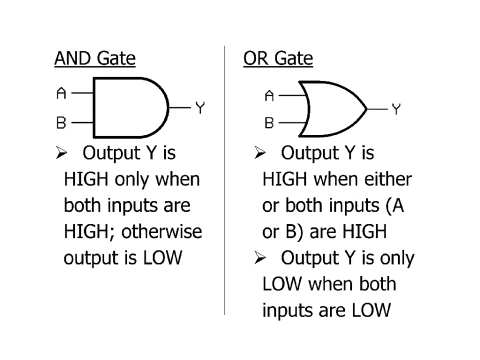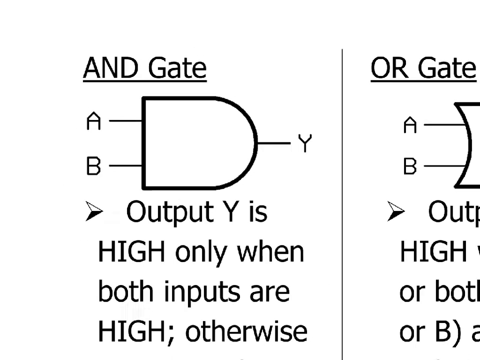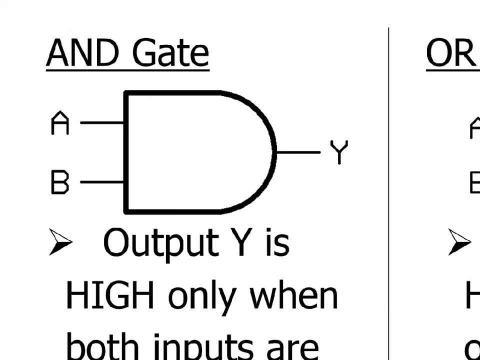All right, on this slide we have both the AND and the OR. So let's start with the AND gate. That's the symbol. As you can tell, there are 2 inputs for an AND gate, and there's only 1 output. We've called the inputs A and B, and the output again is Y.